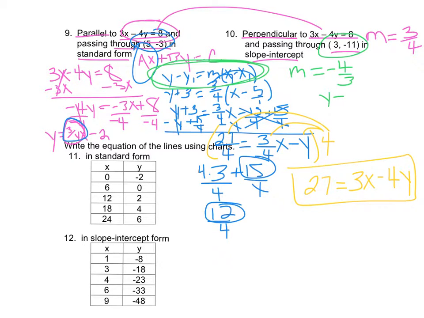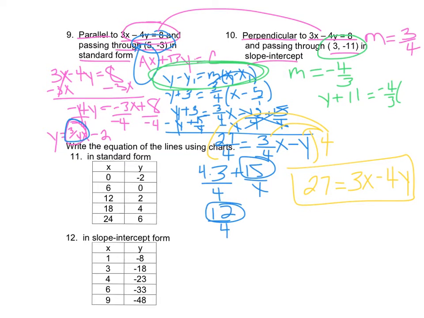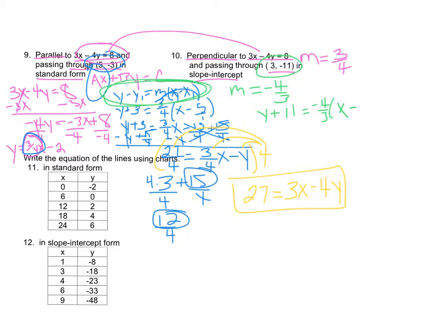So y minus, our y value is -11, so that would make it +11, equals m, which is -4/3, because it's perpendicular, and then times x minus our x value of the point, which is 3. So we will distribute next. So you're going to get -4/3 x, and then the denominator cancels out with that 3, so that would make it a +4 there. -4/3 times a -3, the 3's cancel out, you just have left a +4.